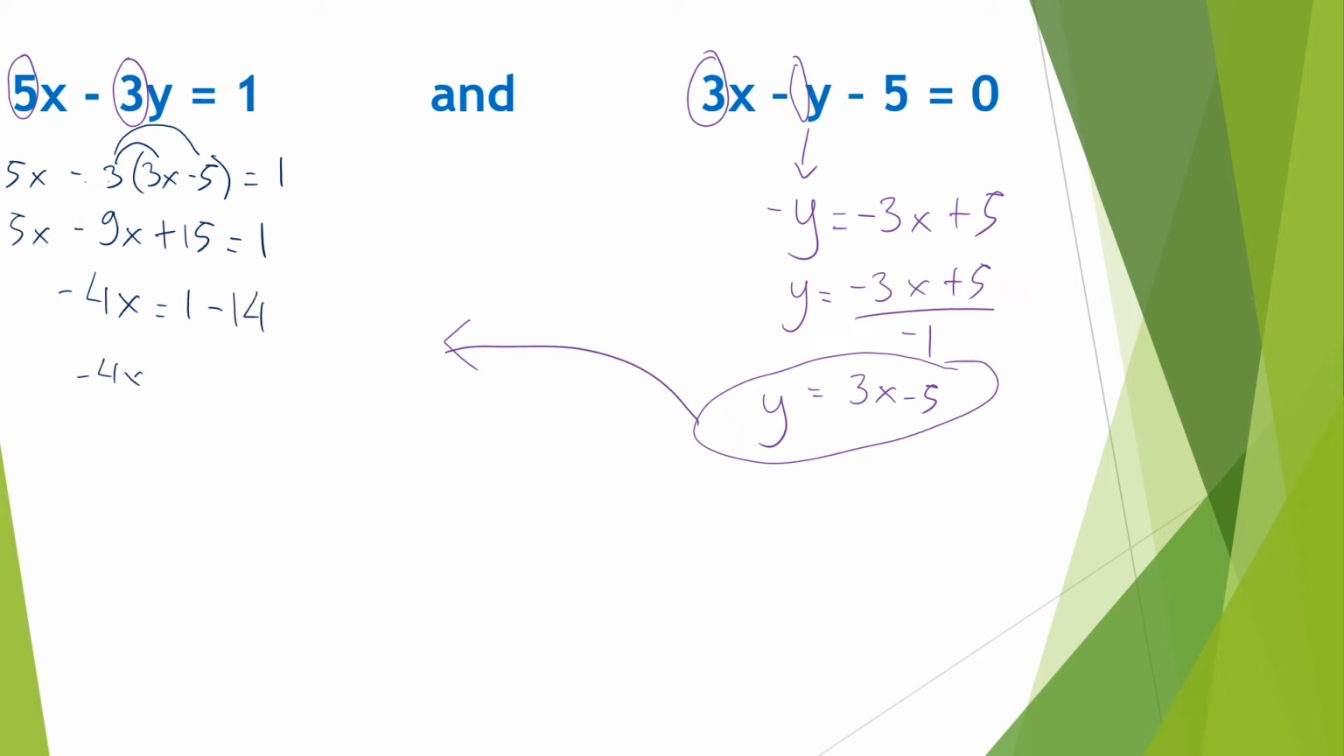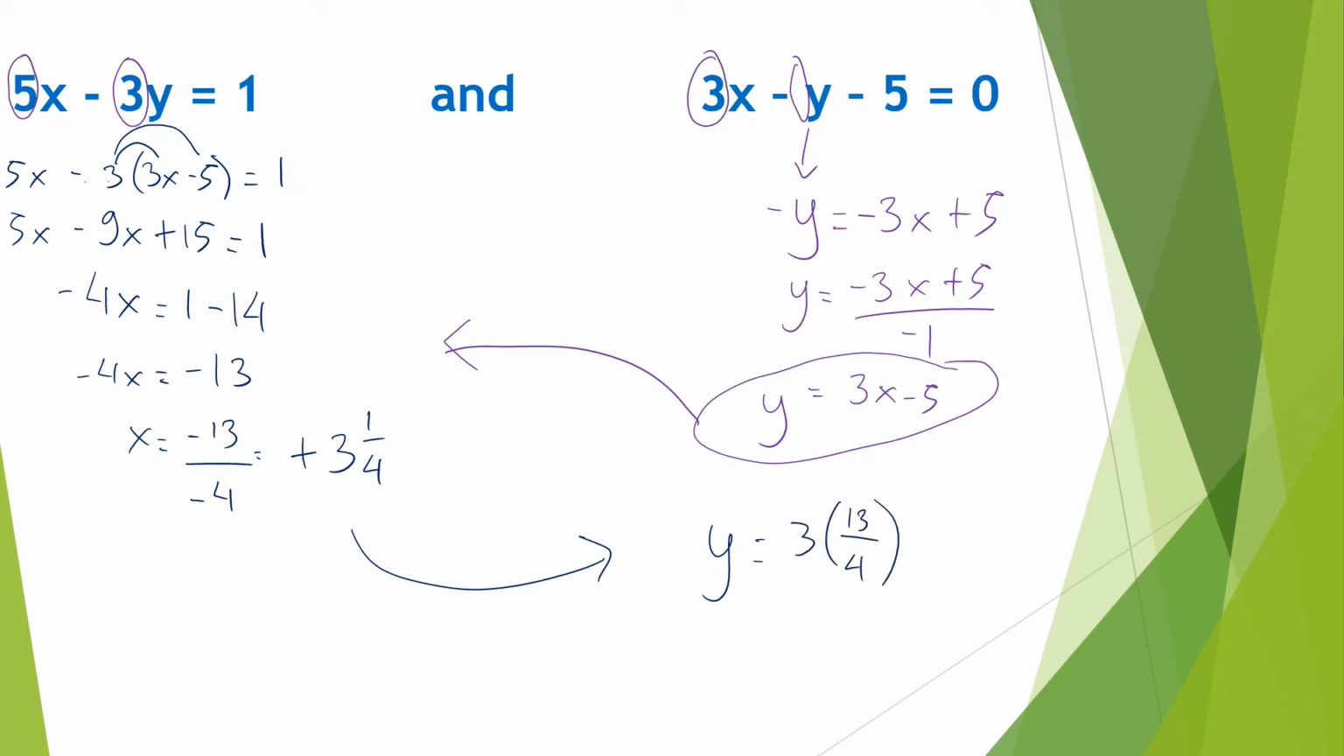So minus 4x equals 1 minus 14, that will be minus 13, yes, and x equals minus 13 per minus 4. Minus with minus equals plus, 13 divided by 4 is 3 and 1 per 4. So after you get the x, continue with this one again. y equals 3x, change x into 13 per 4 that you get from here, and minus 5.